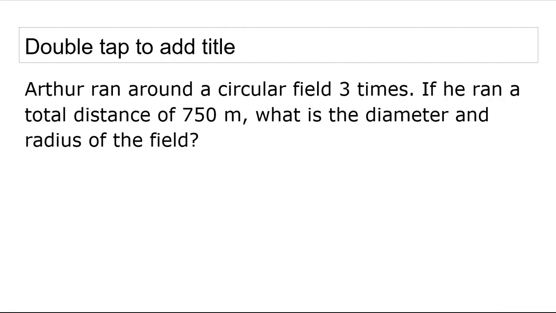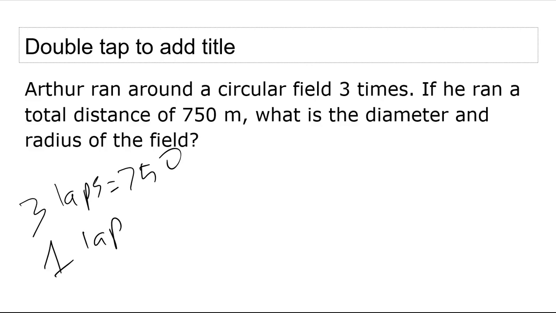It says Arthur ran around a circular field 3 times. If he ran a total distance of 750 meters, what is the diameter of the field? So first off, that's 3 laps equals 750. Let's figure out 1 lap. 750 divided by 3, it's 250. So he went 250. So we need to figure out that circumference.